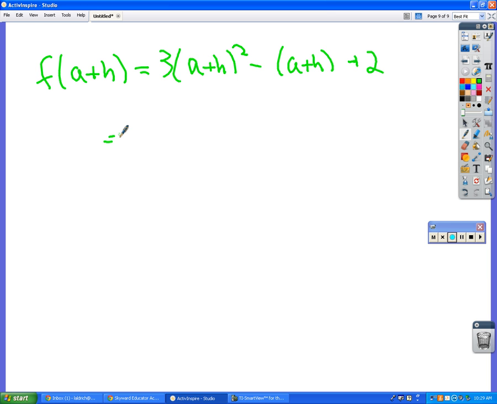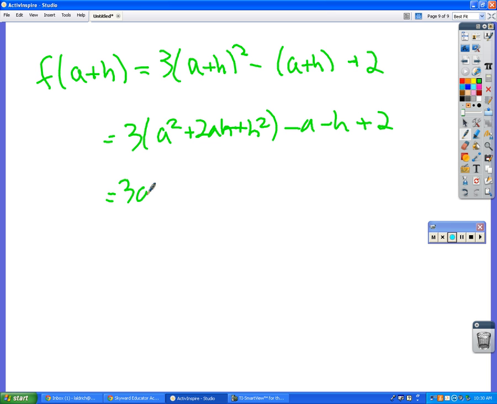So I have to square this first. So a squared plus 2ah plus h squared. Don't forget the negative goes through both of these things. Plus 2 on the end. Right? Distribute the 3. Any simplifying we can do? Doesn't look like it, huh?